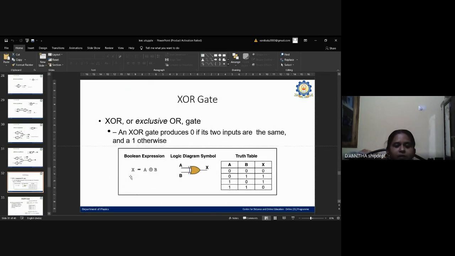Next one is the XOR gate. In other terms, it is called the exclusive OR gate. The XOR gate produces 0 if the two inputs are the same and 1 otherwise. So the Boolean expression of the XOR gate can be written as X equals A ⊕ B, that is A exclusive-OR B.